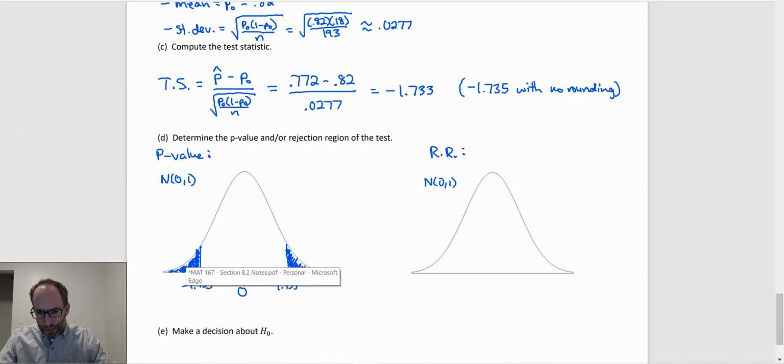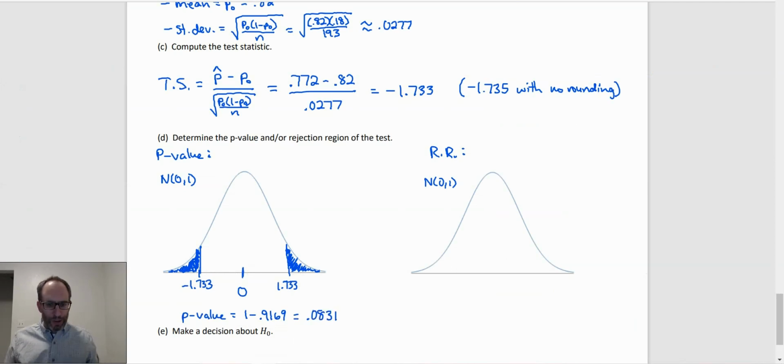So our p-value is 1 minus 0.9169, which is 0.0831, which is slightly different than what we had when we made StatCrunch do everything. I think when StatCrunch did everything, it was 0.827, but that's just because the test statistic is slightly different because of rounding. We're still going to get the same conclusion.